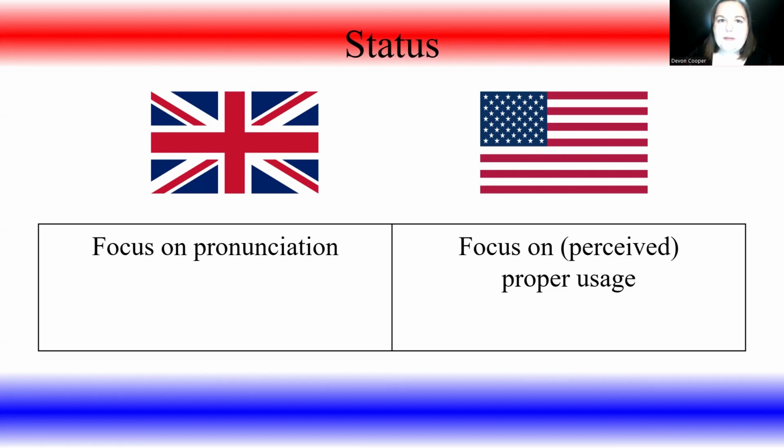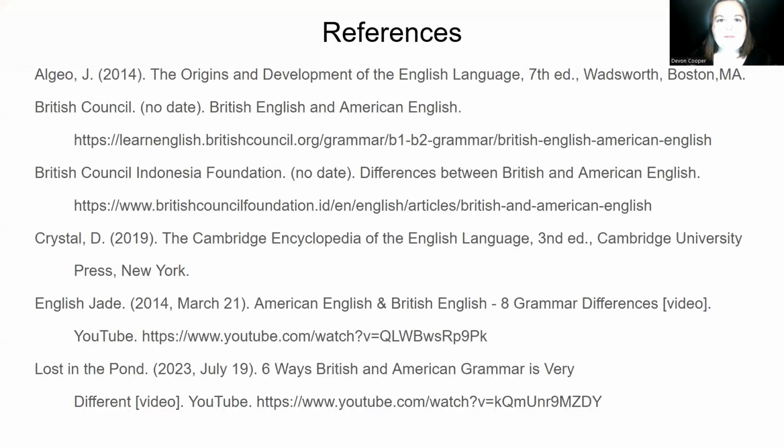Whereas in American English, we do have regional differences in pronunciation, clearly, but it's a bit broader than in the UK. And so we tend to assign status based on quote unquote proper usage of grammar. Of course, this is perceived proper usage because we could have a whole different conversation about prescriptivism and things like that. So, again, this is not specific to grammar, but I thought it was a really interesting point to include.